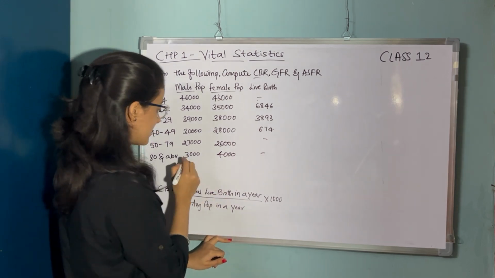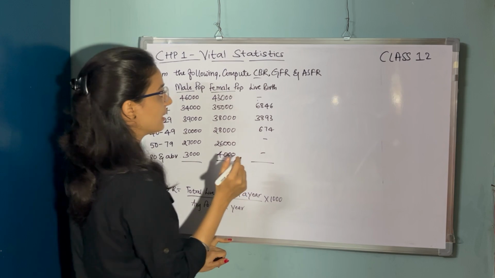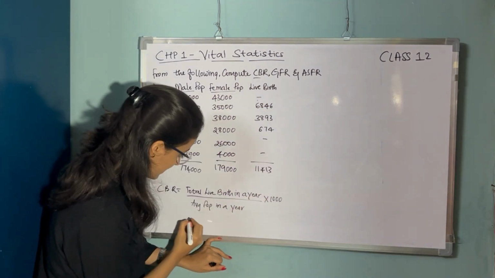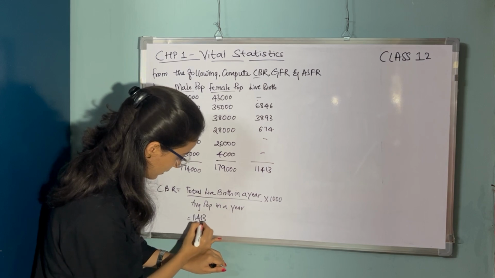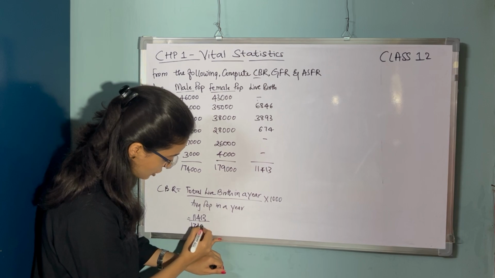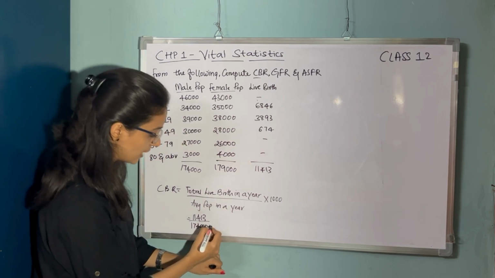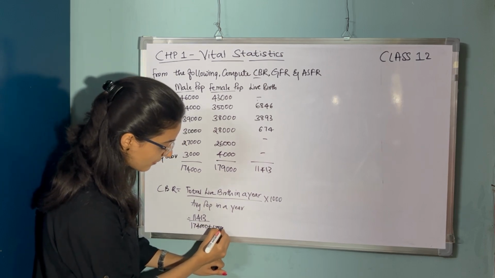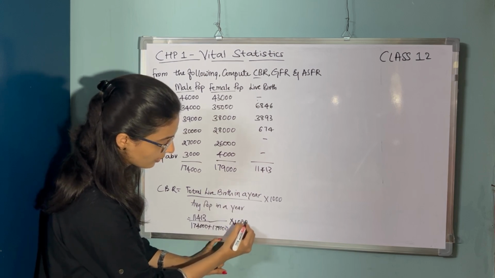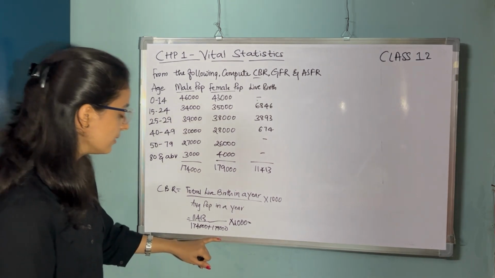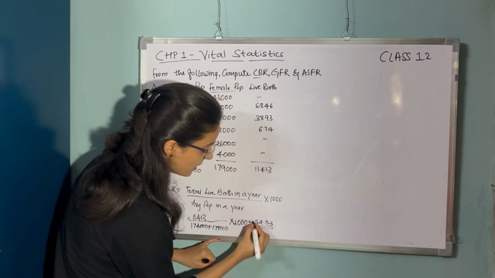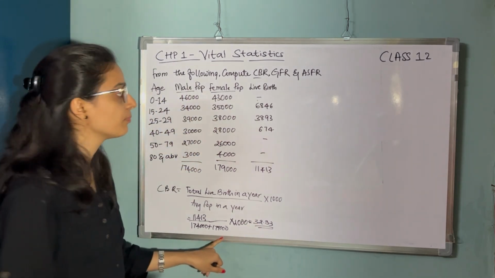So let's first total up the information. Live birth total will be 11,413, and we will add up the population, 1,74,000 plus 1,79,000, into 1000. So what will be the total answer? 32.33. So CBR is 32.33.